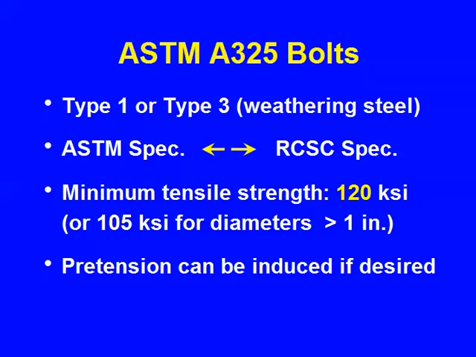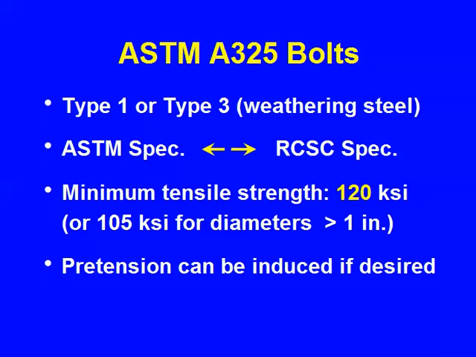Now the minimum tensile strength is 120 KSI. In other words, it's doubled over what we had a moment ago with the common bolts. Or if the bolts are greater than 1 inch in diameter, it's 105. That's an artifact. We never did use that as designers or specification writers. We always use 120, not the 105. And it shouldn't really be there. It should be out of the specification, and I'm encouraging those people who are involved in that to try to get that removed so it's consistent with how we do things.